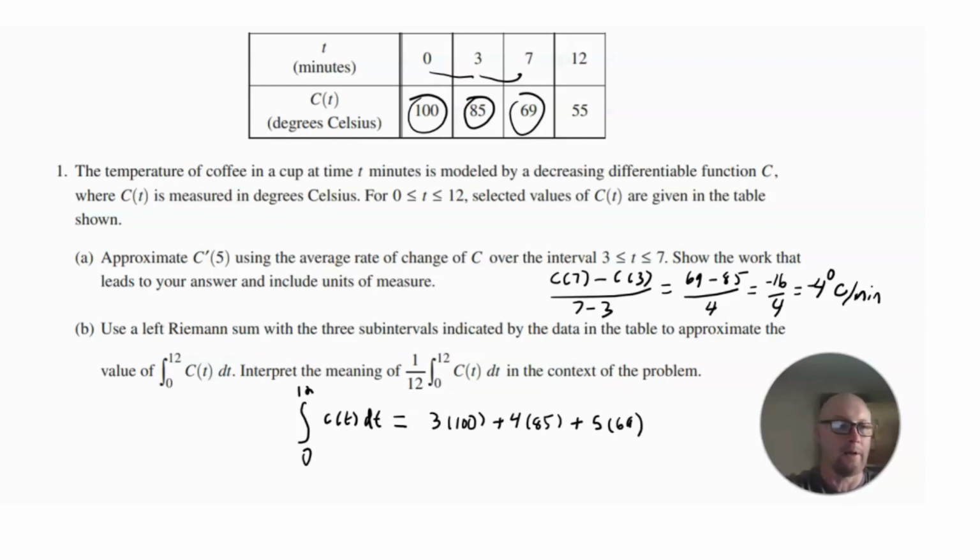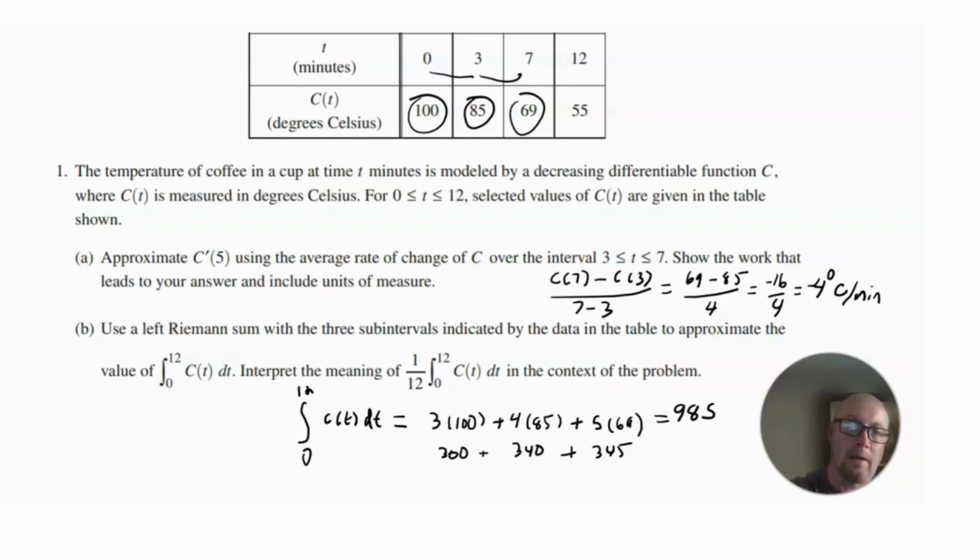Okay, so if we get our calculator out, we're allowed to use a calculator, so we would get 300 plus 4 times 85. 4 times 85 is 340, plus 5 times 69 is 345. So we would get 345 plus 340 plus 300, and we would get 985 as our accumulation here. Okay, so we've accumulated 985 degrees from 0 to 12 minutes.